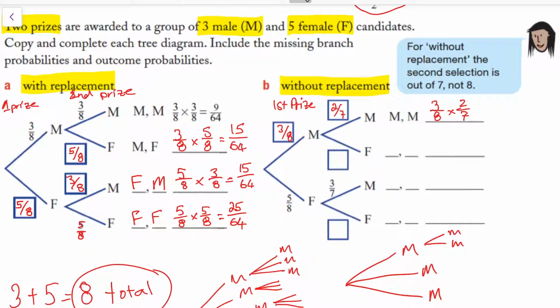Now with the male being the first prize, we still have 5 females. So it's still going to be a 5 at the top, but there's still only 7 people in the running because 1 male has been removed. So we've got male female, 3 over 8 times 5 over 7. All right.